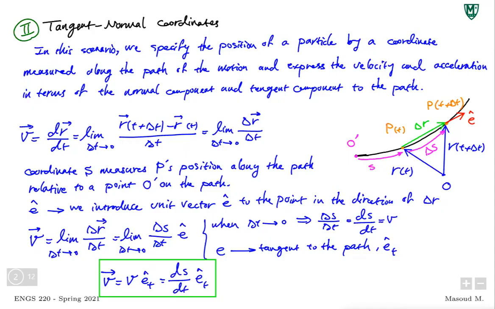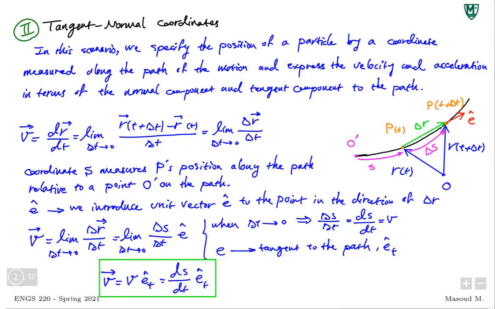The coordinate system is basically defined by two unit vectors, et and en, et being the unit vector tangent to the path at any given moment wherever the particle is, tangent to the path of the motion at that point, at that moment, and en, which is basically normal to the path. So using these two unit vectors, we define a new coordinate system.